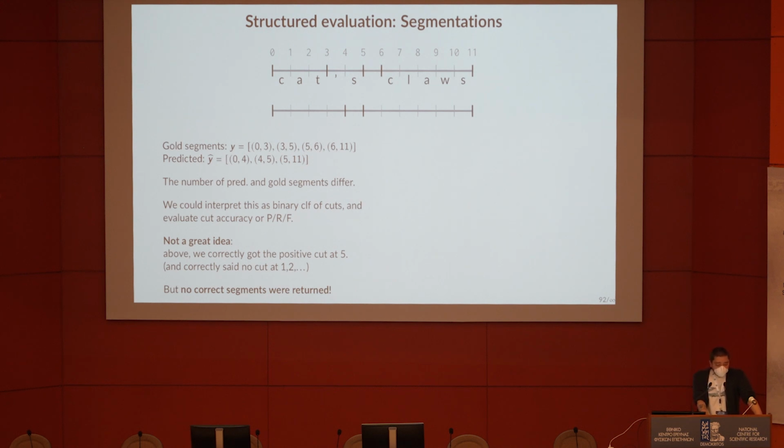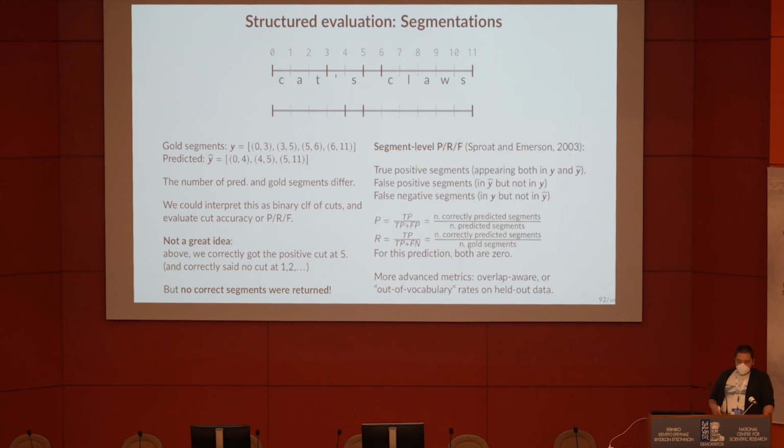Now, for segmentations, things also get super interesting, because we cannot even think of accuracy in the same way, because the gold segments and the predicted segments could be sets of different size. So imagine here we have 1, 2, 3, 4 gold segments, and the prediction set is only 3 segments. We cannot even compare them really. On the other hand, we can talk about cuts. That's not a recommended idea, but I want to show you the correct, or at least traditional, way to do this, and that is segment level precision, recall and F-score.